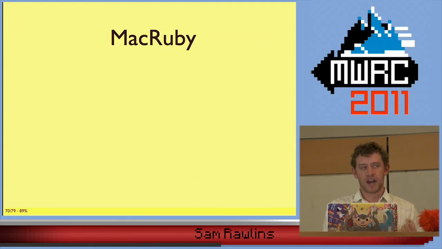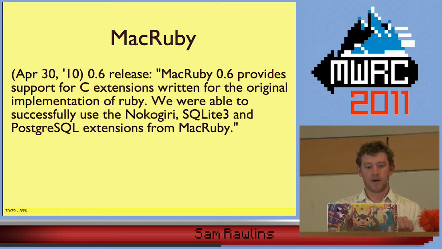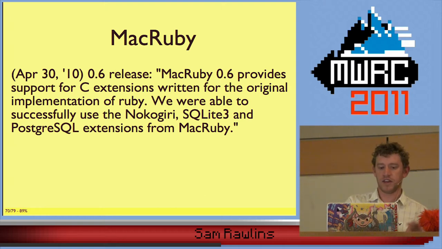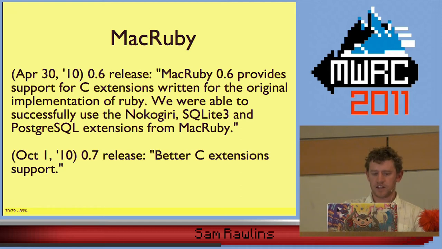Very cool. MacRuby has had C extension support for, I think, the longest. Back in April 2010, with their 0.6 release, they provided C extension support. They tested against Nokogiri, SQLite 3, and Postgres. And in 0.7, they fixed a lot of C extension support. That was this past October.